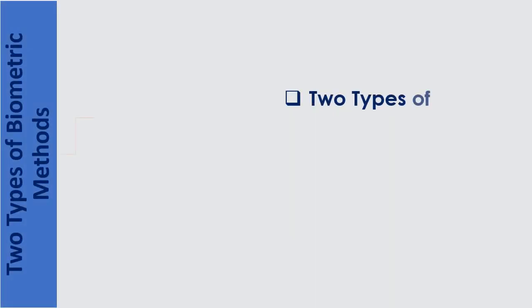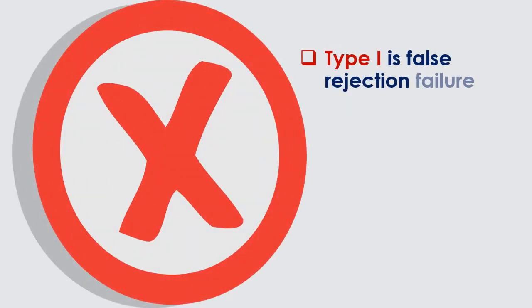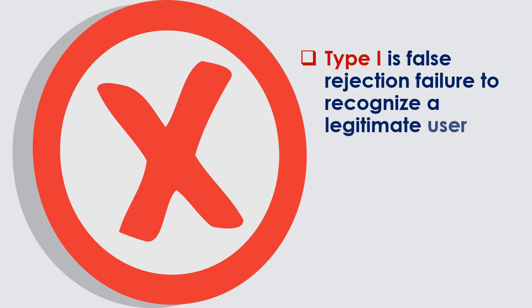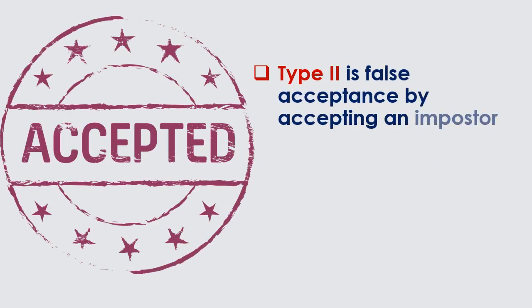Two types of biometric errors are Type 1 and Type 2. Type 1 is false rejection, failure to recognize a legitimate user. Type 2 is false acceptance, accepting an imposter as a legitimate user.